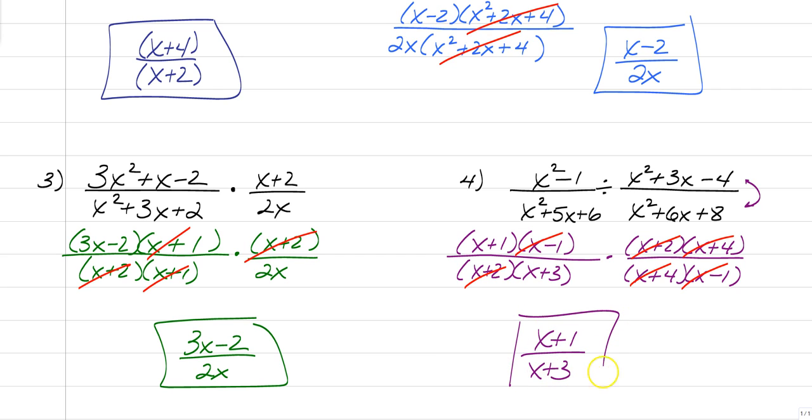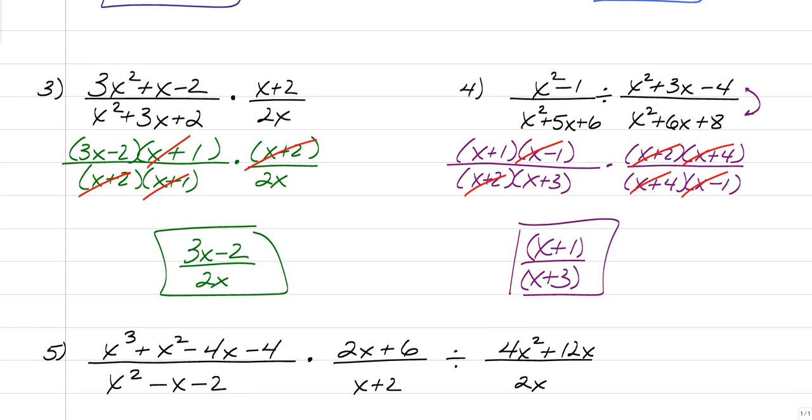Again, do not cancel those x's. You are not allowed to do that because x plus 1 is its own group and x plus 3 is its own group. The parentheses are optional, but if it helps you, go ahead and write them down. Okay, so that's pretty much what it takes to simplify a fraction, multiply, and divide.